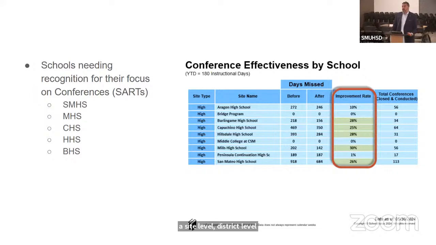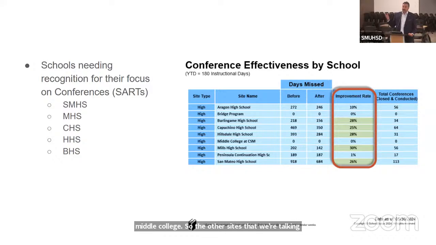Here's the conferences by site. I'm going to point out a few things. Peninsula runs their own site teams, so the data is not reflecting them accurately here. Same for Bridge. They run their own sort of teams, but the Middle College, I haven't had a student fall into this category at Middle College. So for the other sites that we're talking about, the comprehensive sites, you can see the data.